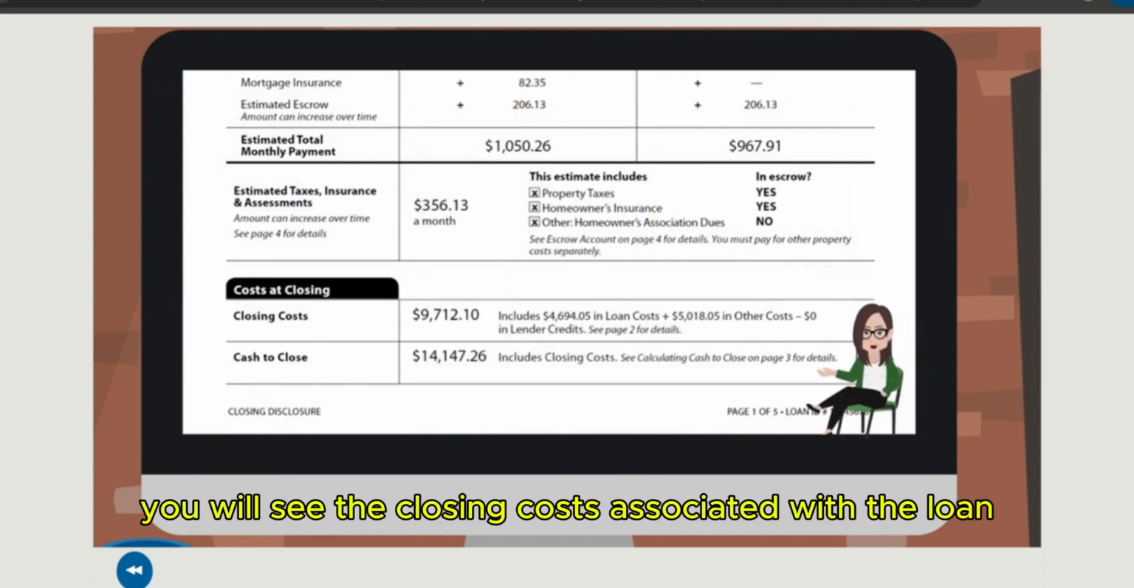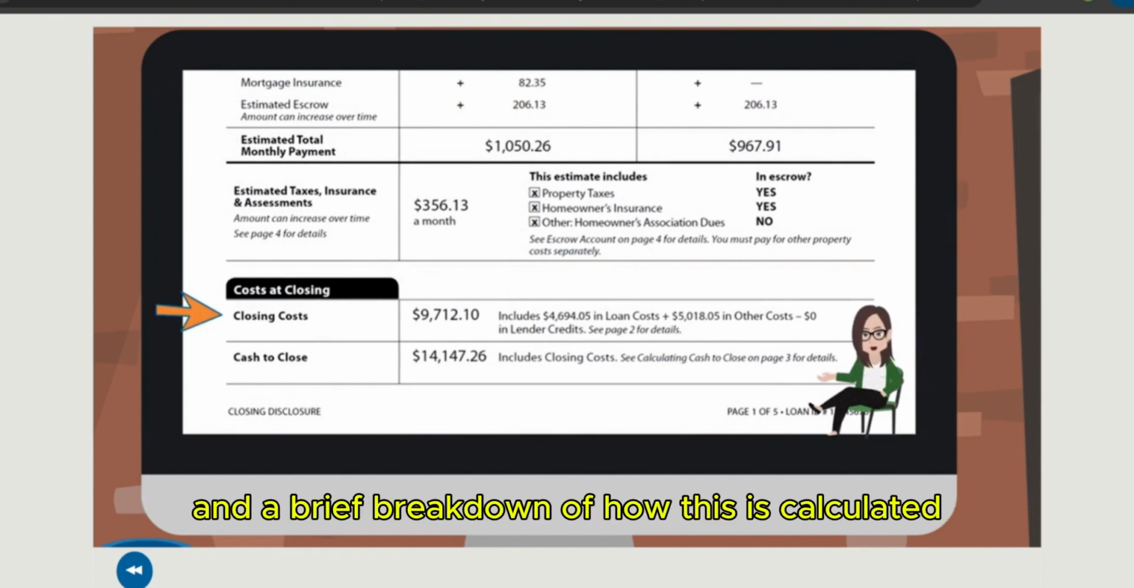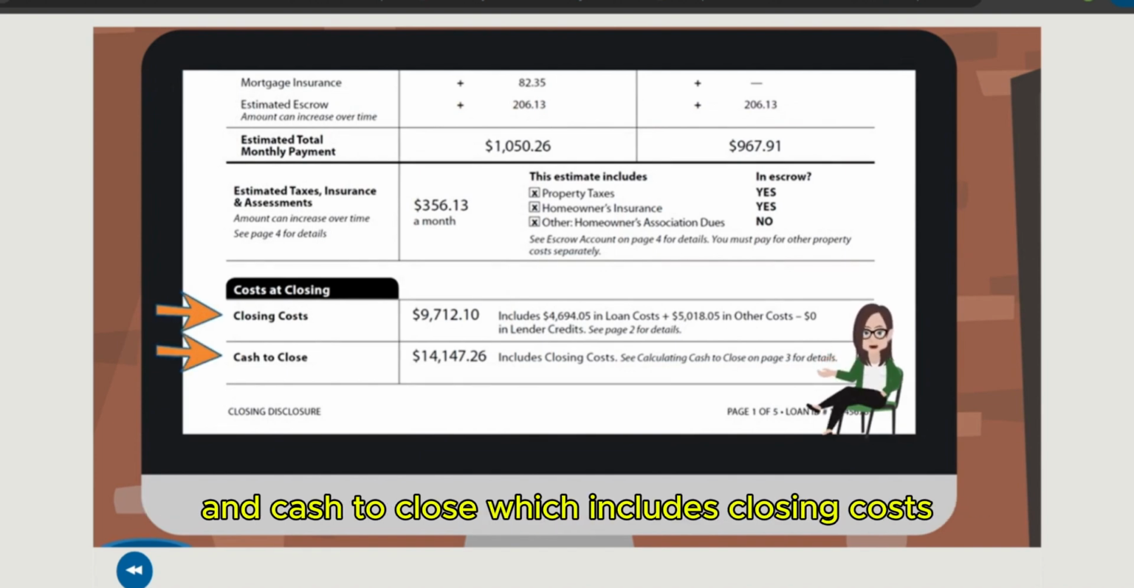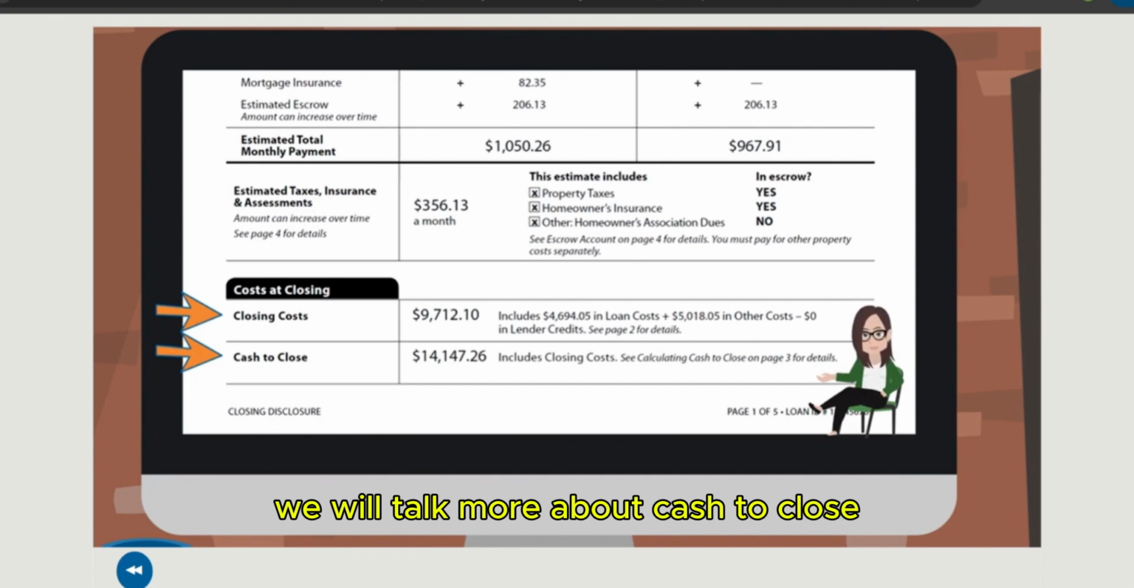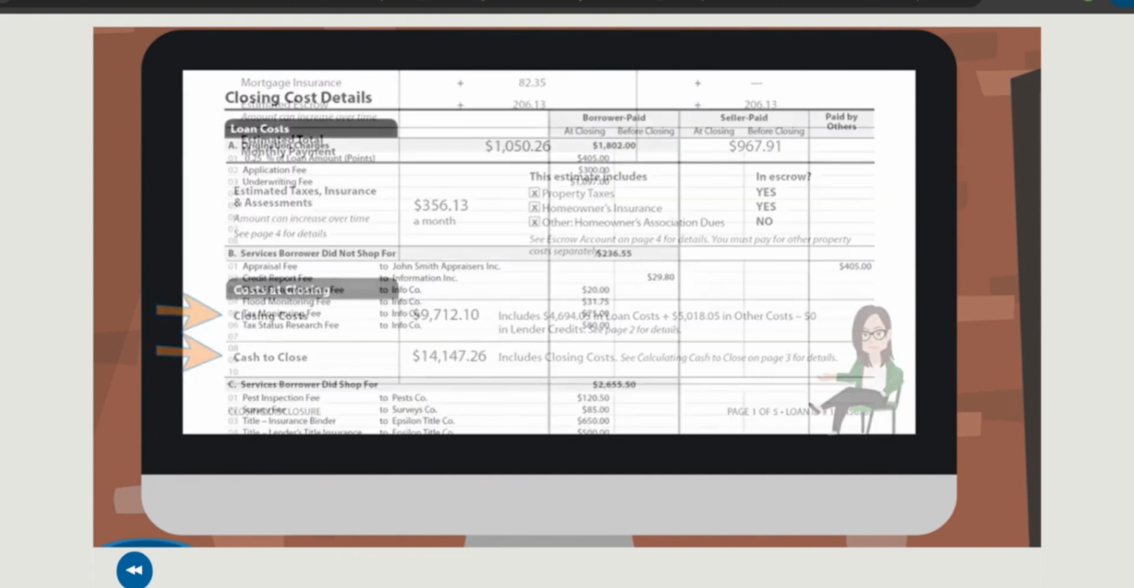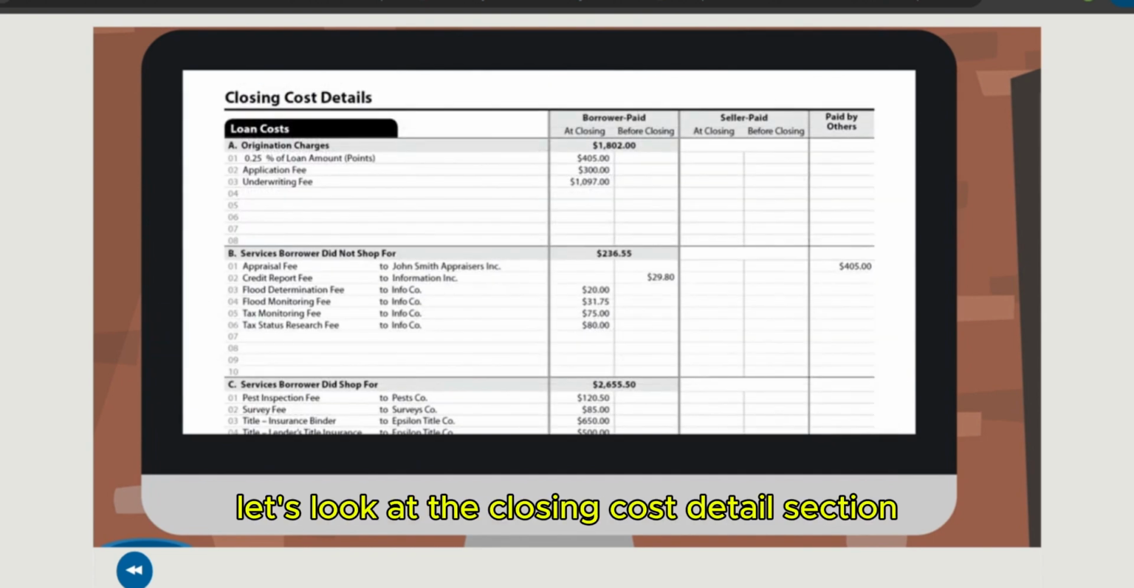Next, under costs at closing, you will see the closing costs associated with the loan and a brief breakdown of how this is calculated, and cash to close, which includes closing costs. We will talk more about cash to close calculations on page 3. Moving on to page 2, let's look at the closing cost details section.